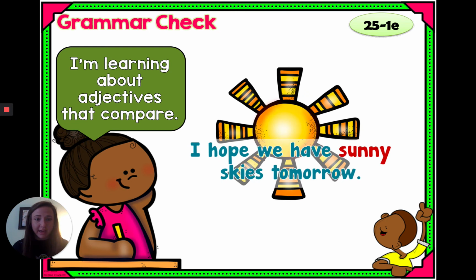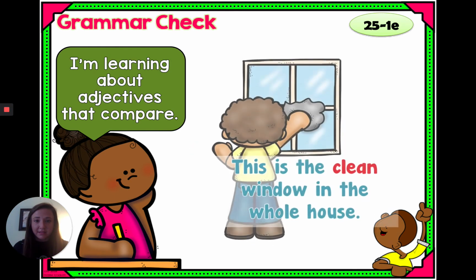I hope we have sunny skies tomorrow. Changes to, I hope we have sunnier skies tomorrow, because they're probably comparing today and tomorrow, 2 days. So we add IER after dropping the Y.